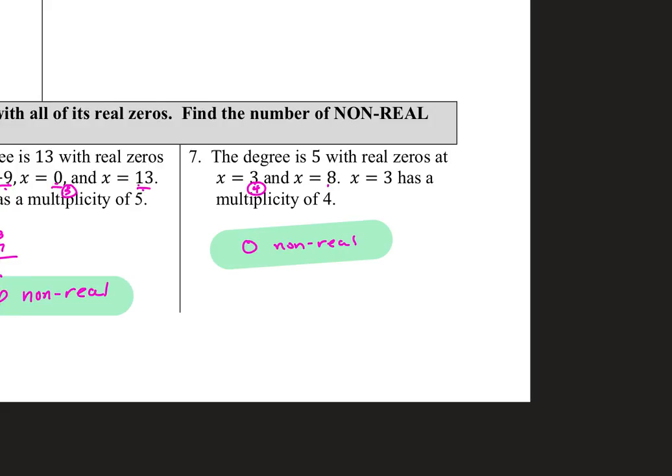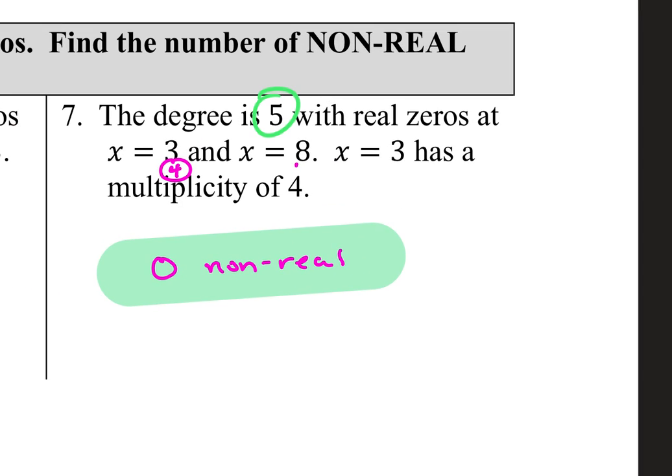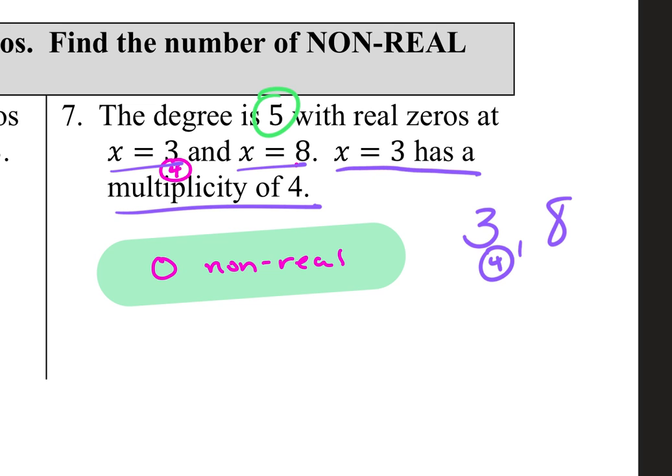So there's 5 total, right? Degree is 5. It says x is 3, x is 8, and x of 3 has a multiplicity of 4. So if it's 3 and 8 as my zeros, and 3 has 4 of them, then there's 5 total real ones.